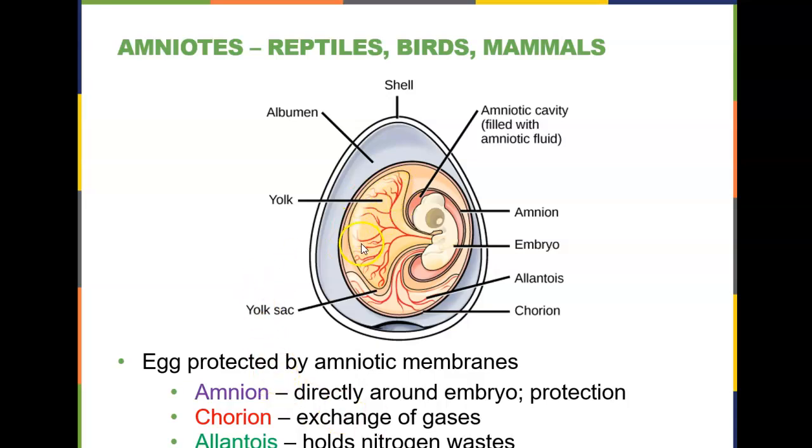Additionally, there is a yolk, which provides a food source for the growing embryo, which in birds and reptiles is encased in a hard shell to help protect it, as there is external development in the reptiles and the birds. This is not the case for the mammals, as they will have internal development.